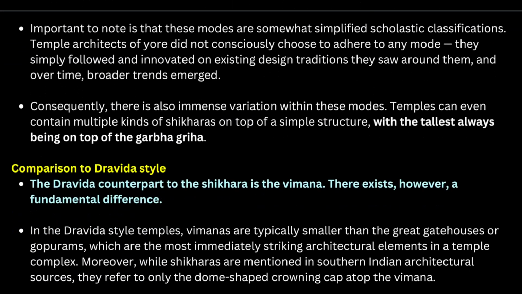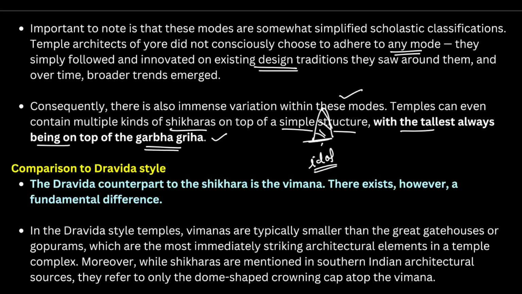Important to note that these modes are somewhat simplified scholastic classifications. Temple architects of yore did not consciously choose to adhere to any mode. They simply followed and innovated on existing designs. So this was simple development in the architectural technique which they saw was beautiful. Consequently, there is also immense variation within these modes. A temple can even contain multiple kinds of shikhara on the top of a single structure, with the tallest always being on the top of the Garbhagriha. So this is very important, that the idol or the main shikhar is always at the bottom of the main shikhar, let's say the idol.